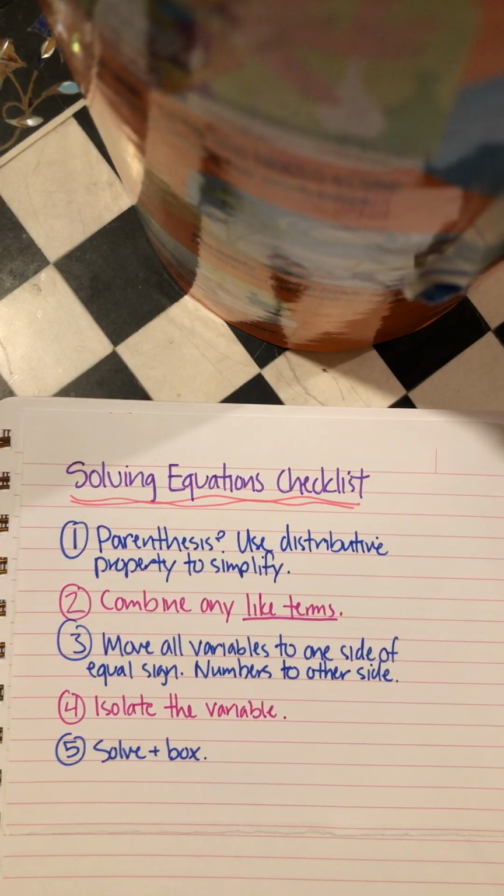First thing we need to look for, are there parentheses? If so, use distributive property to simplify. Then combine any like terms. Next, move all variables to one side of the equal sign and move numbers to the other. Next, isolate the variable. Finally, solve and box. In addition, you should plug in your answer to your variable's spot to make sure that it works.